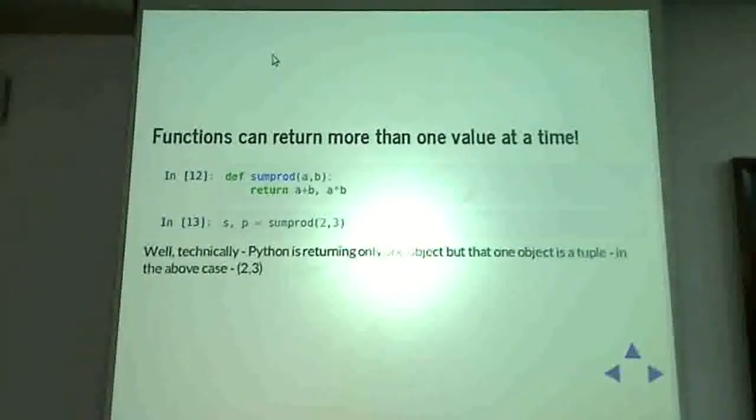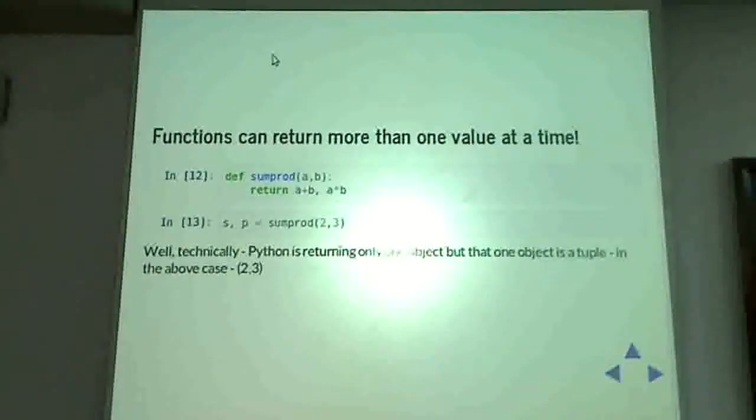Technically, it is not returning more than one value. It is returning just one object, which is a tuple. Okay? So anything which is comma separated is what is called a tuple data type in Python. You all know what lists are. Now instead of declaring a list with a square bracket, declare it with a parenthesis and it becomes a tuple. And what's the difference? They are immutable.